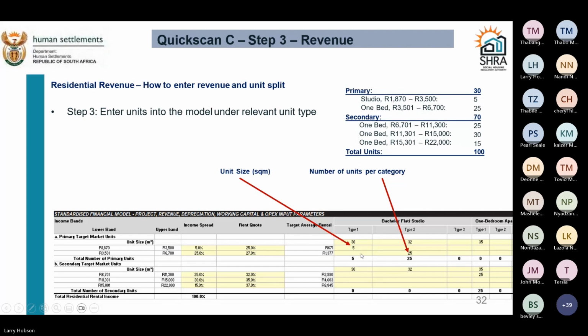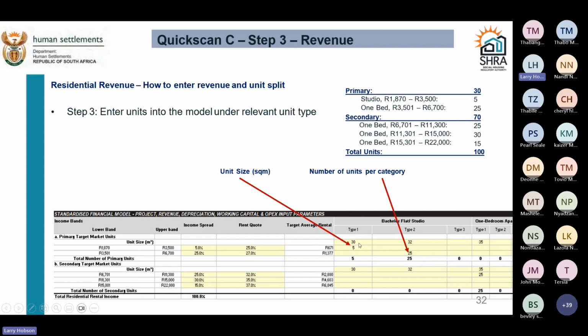We've got the unit size is the top row of the yellow section, so that's the square meters, and then the bottom two rows on the primary section are the number of units of that size.